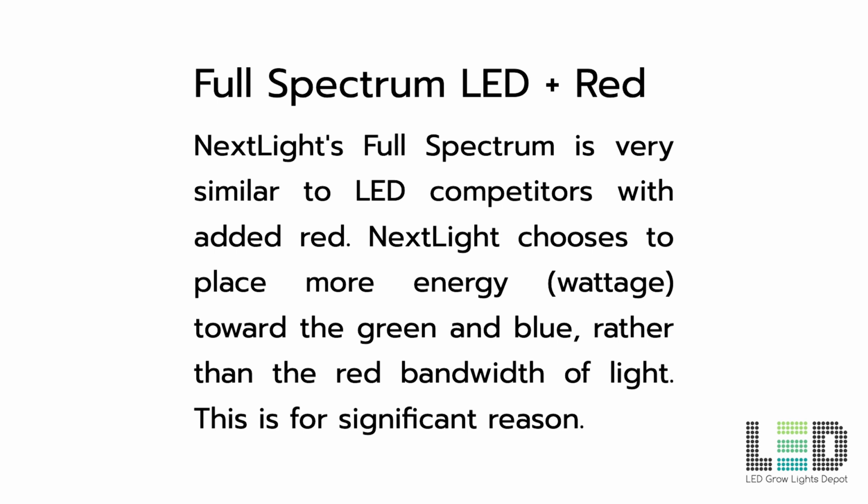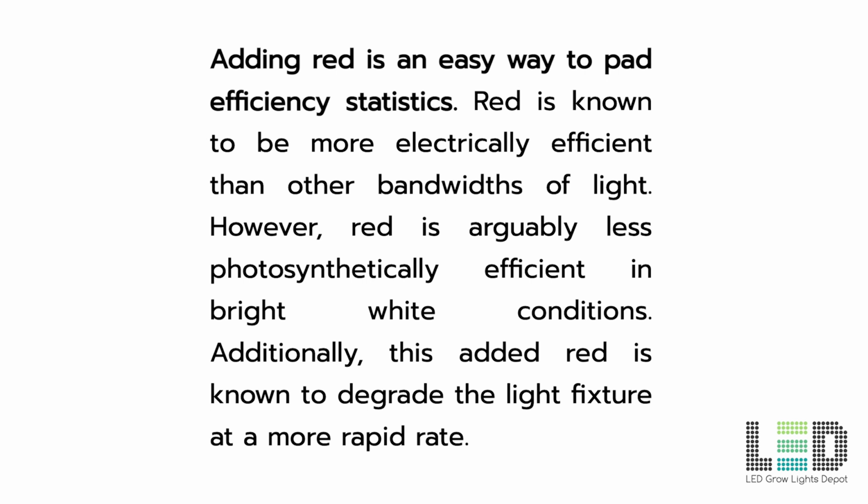NextLight chooses to place more energy, wattage, toward the green and blue, rather than the red bandwidth of light. This is for a significant reason. Adding red is an easy way to pad efficiency statistics. Red is known to be more electrically efficient than other bandwidths of light. However, red is arguably less photosynthetically efficient in bright white conditions. Additionally, this added red is known to degrade the light fixture at a more rapid rate.